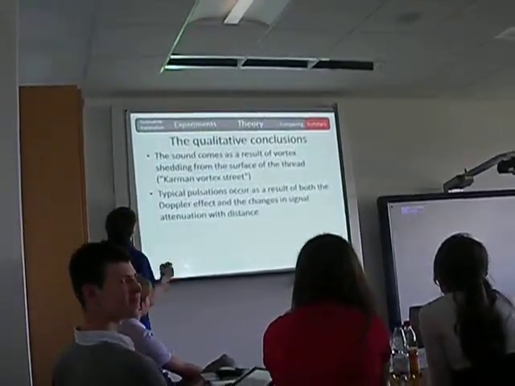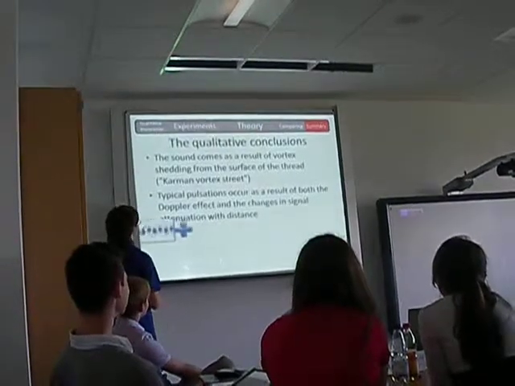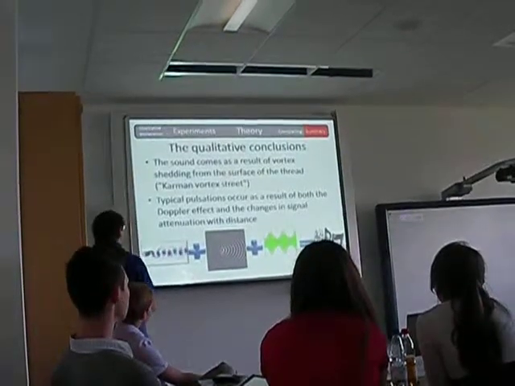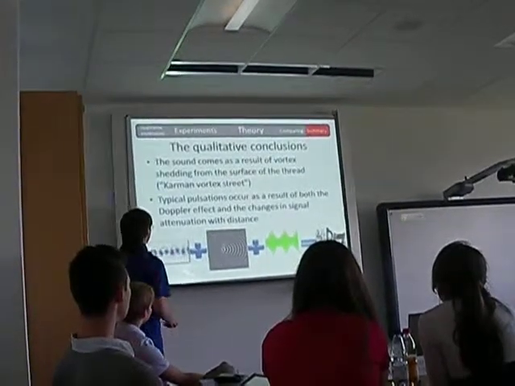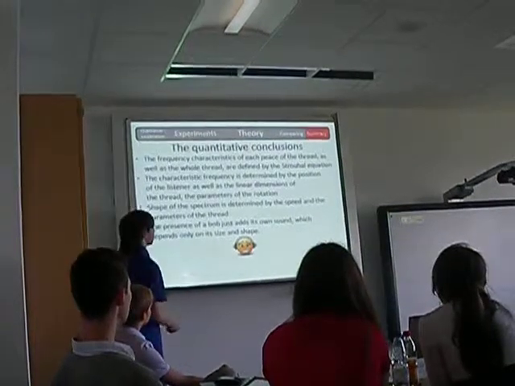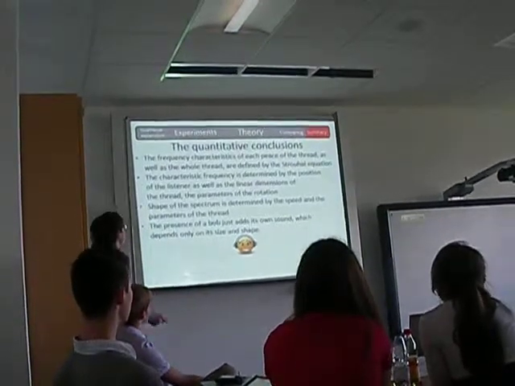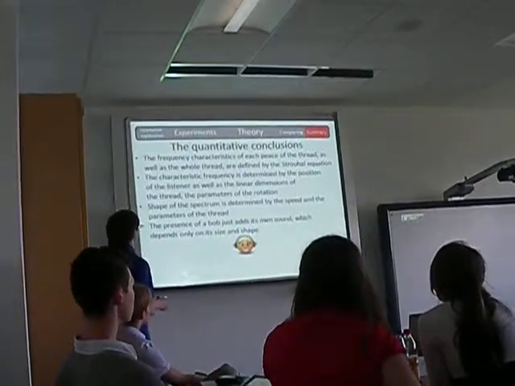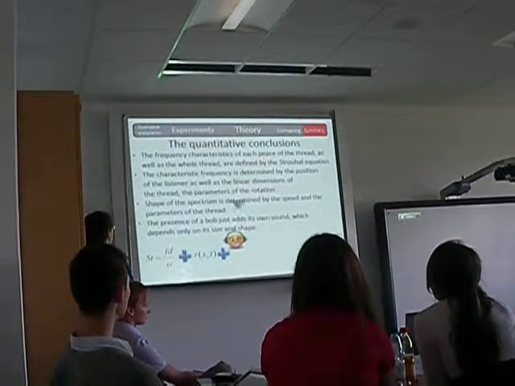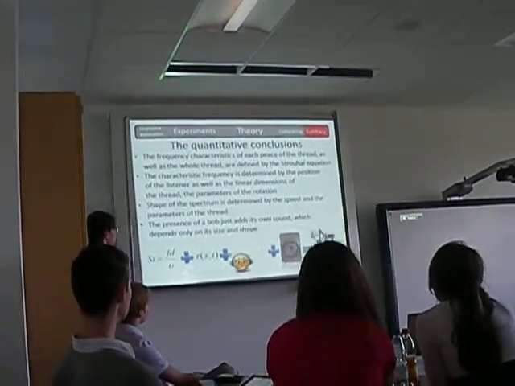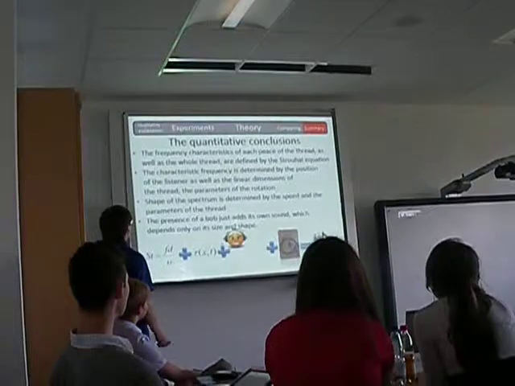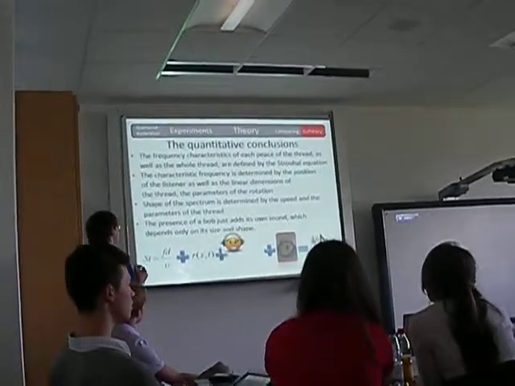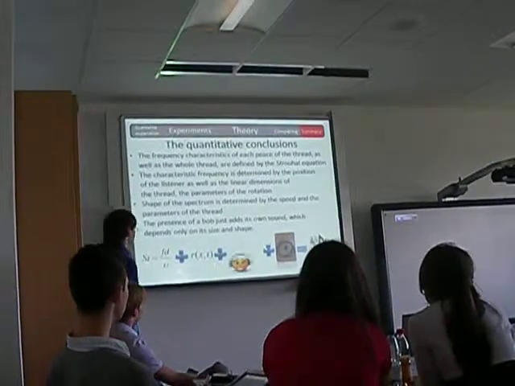Now let's make conclusions. The sound comes as a result of vortex shedding from the surface of the thread and the common vortex stream. Typical pulsations occur as a result of both the Doppler effect and the changes in signal attenuation with distance. And the quantitative conclusions. The frequency characteristics of each piece of the thread, as well as the whole thread, are defined by the Strouhal equation. The characteristic frequency is determined by the position of the listener, as well as the linear dimensions of the thread and parameters of the rotation. The shape of the spectrum is determined by the speed and the parameters of the thread, and the bob has its own sound, which depends only on its size and shape.